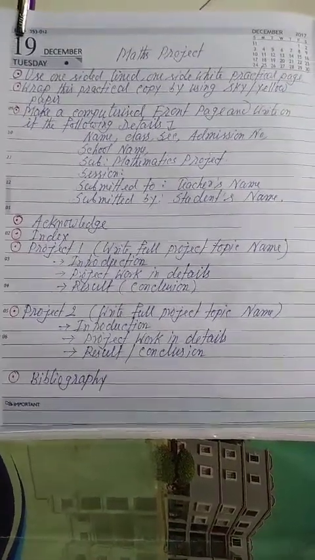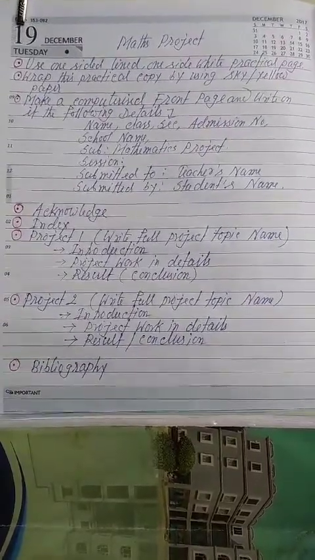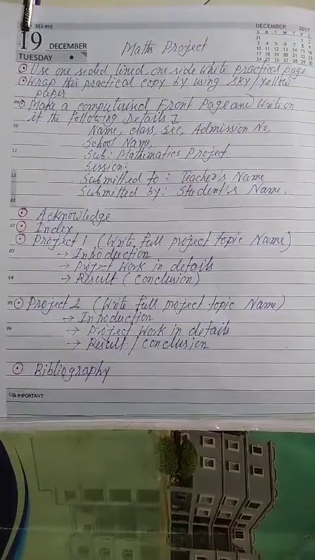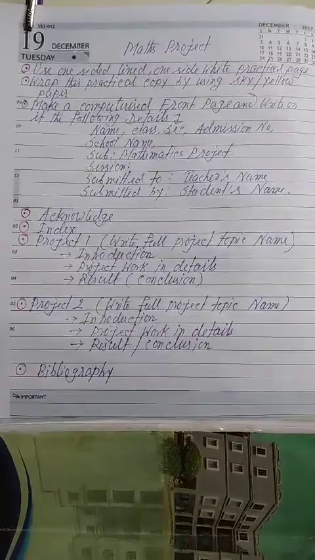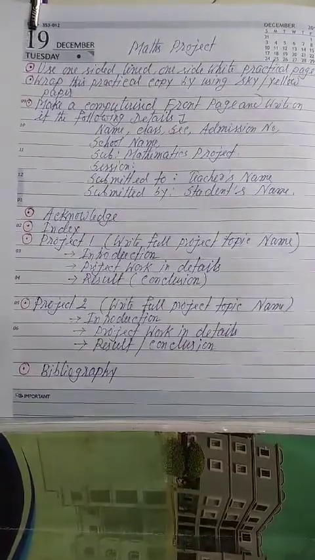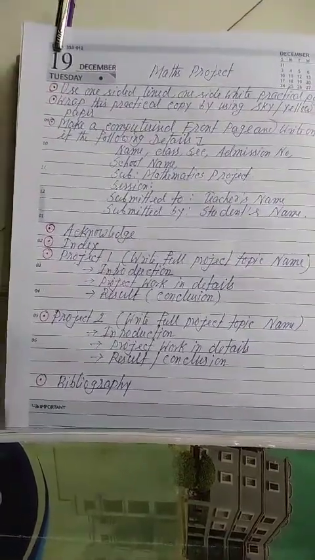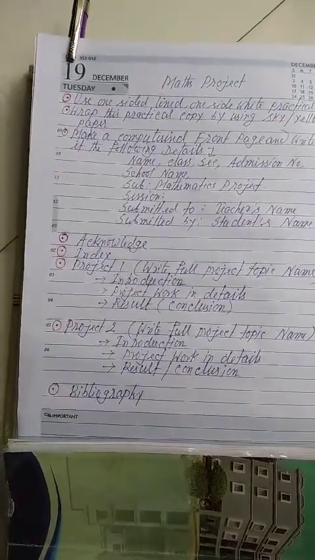Now students, according to the rule of ICSE, you have to make 2 projects for class 10, and for the 2 projects you will get 20 marks. The project topics are given in the internal assessment section, in your book after the syllabus. Under the internal assessment some project topics are there. From these topics you have to choose any 2 projects.